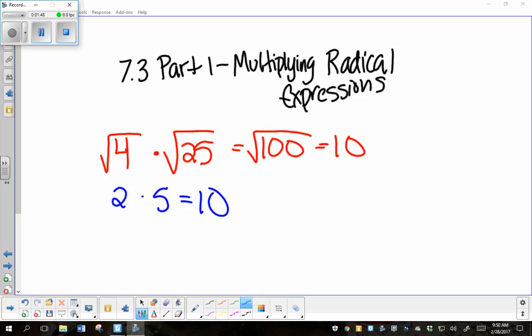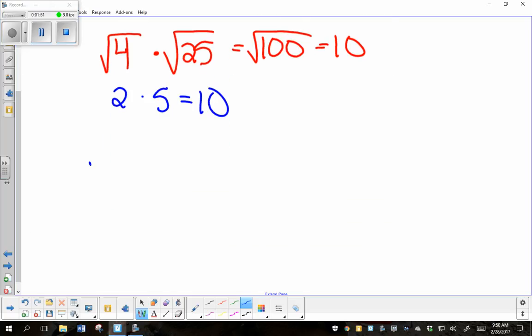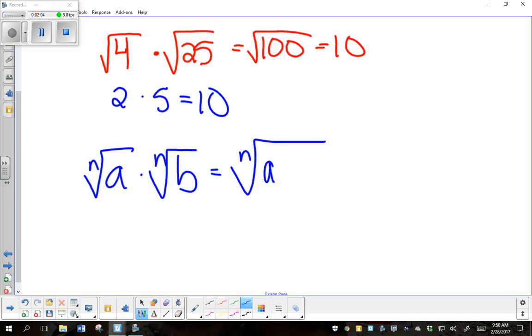So we're going to write something and put it in a box that's important. If we have the nth root of A times the nth root of B, so the same type of root, like maybe they're both cube roots, then we can put those into one root and just multiply A times B inside of it. And that's going to help us simplify these a lot.